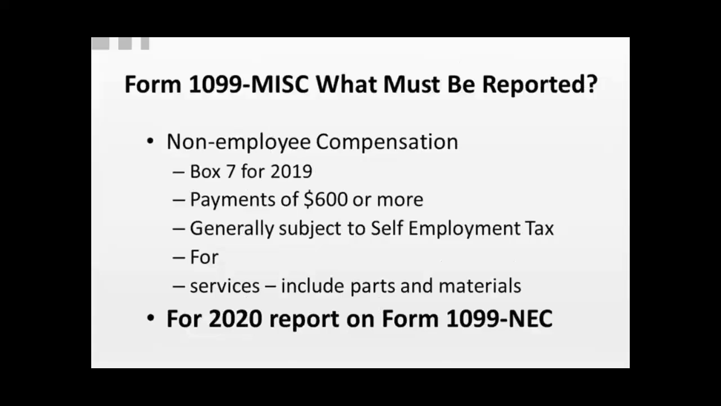Non-employee compensation. For 2019, it gets reported in Box 7 of 1099 miscellaneous. Payments of $600 or more, generally subject to self-employment tax, and this is for services by a generally unincorporated service provider. However, again, certain service providers such as attorneys are going to be getting a 1099 miscellaneous for this Box 7. For 2020, payments are going to be reported on the Form 1099 NEC instead of on the Form 1099 miscellaneous.